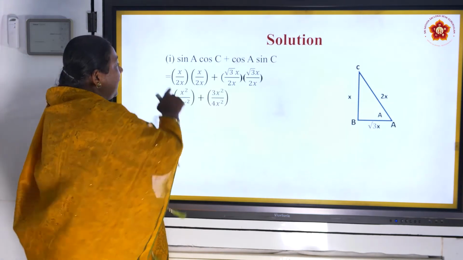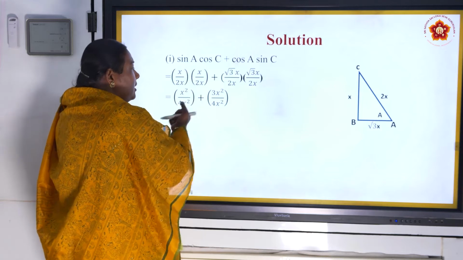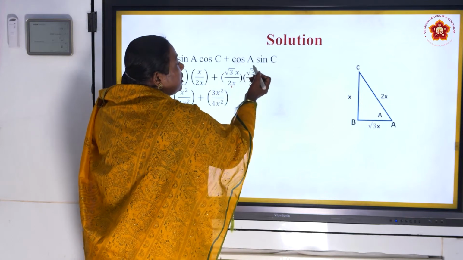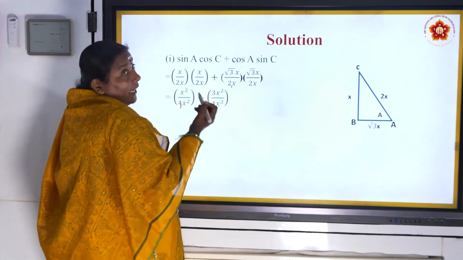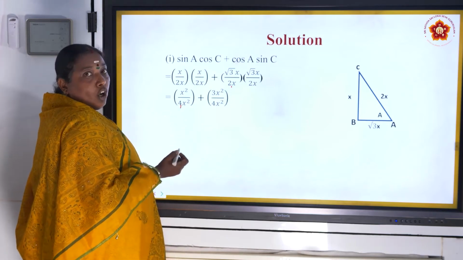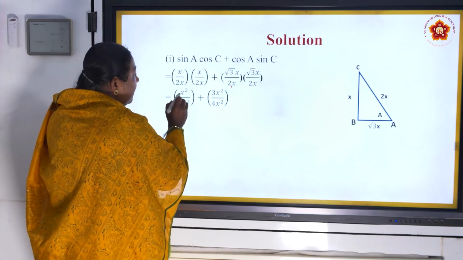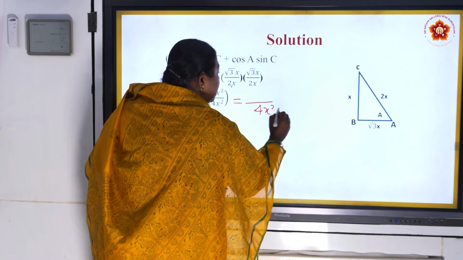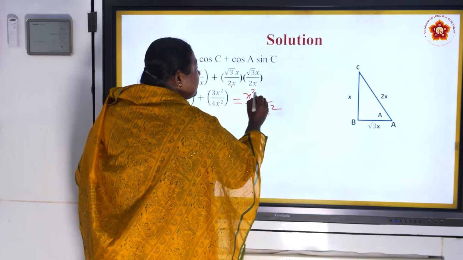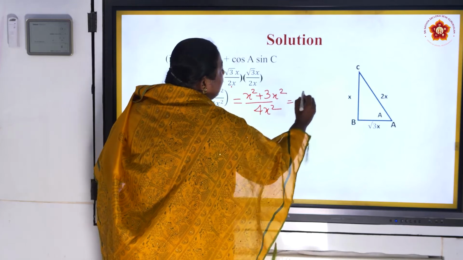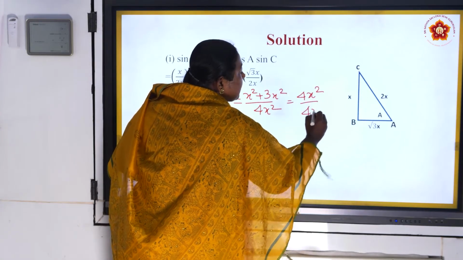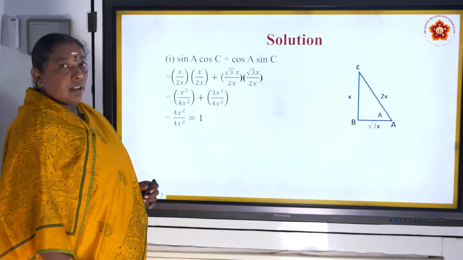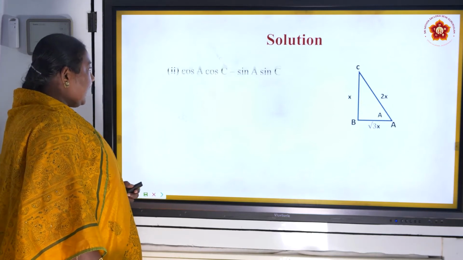So sin A. Next one, x by 2x into x by 2x is x square, 2 into 2, 4x square. Here root 3x by 2x, root 3x by 2x, root 3 into root 3, 3, x into x, x square, 2 into 2, 4, x into x, x square. So I get denominator 4x square. So what will it be? 4x square plus 3x square, so it will be 4x square by 4x square. So the answer is 1. Right? Okay. Now let us see the next one.